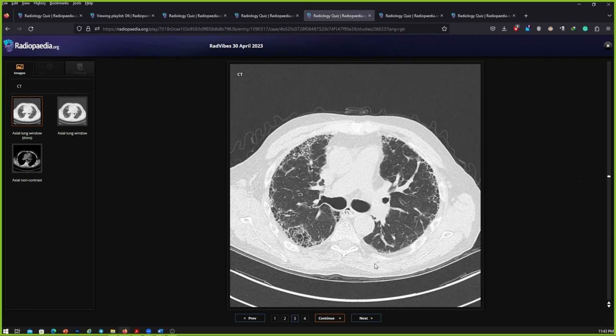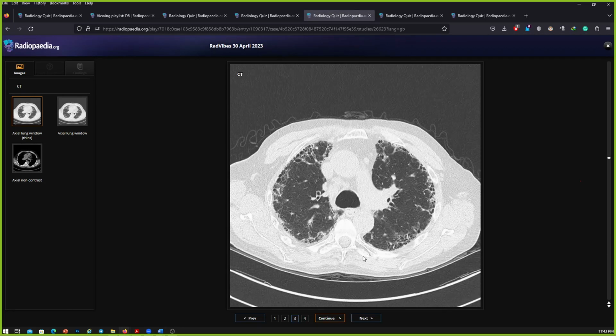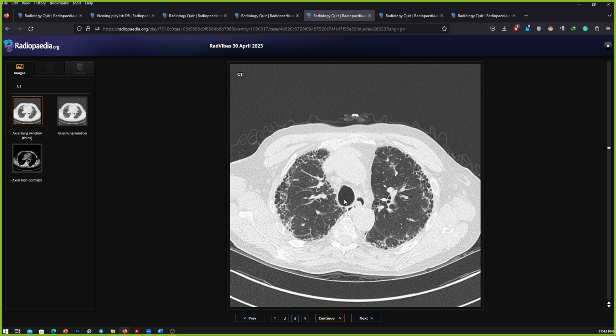I would like to change the window to the soft tissue so that I can evaluate if there are any nodes, although I can see that there are tiny nodes. Okay, ignore those. So what would you do next?